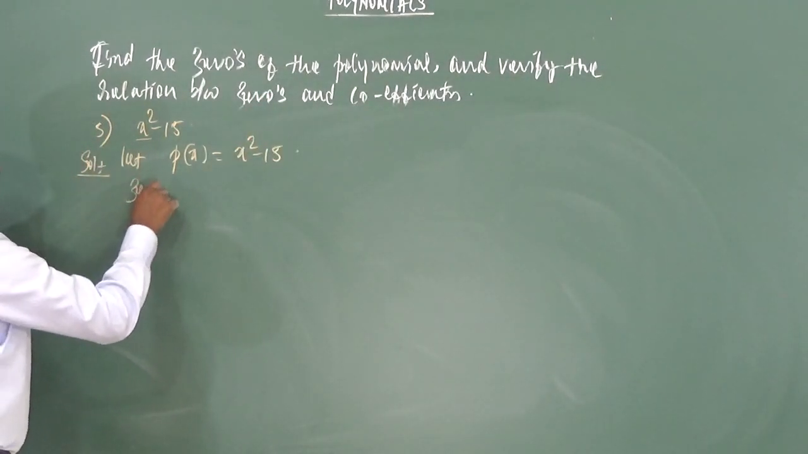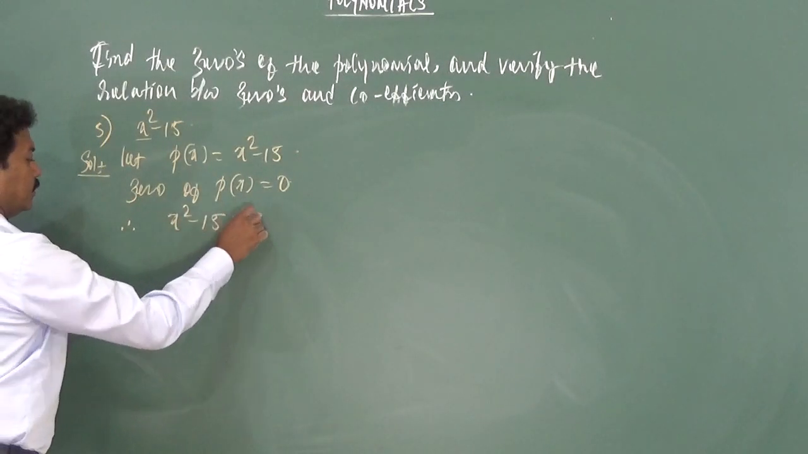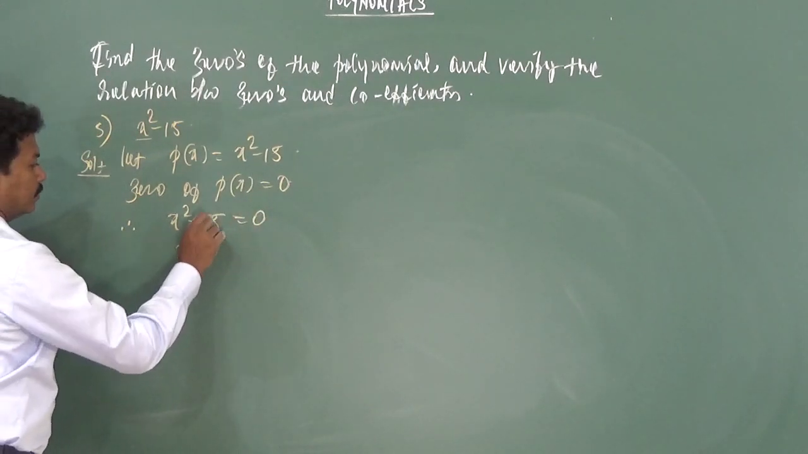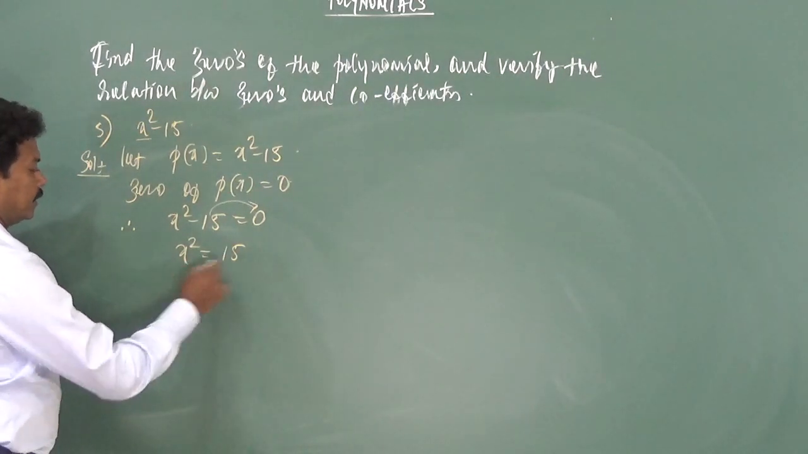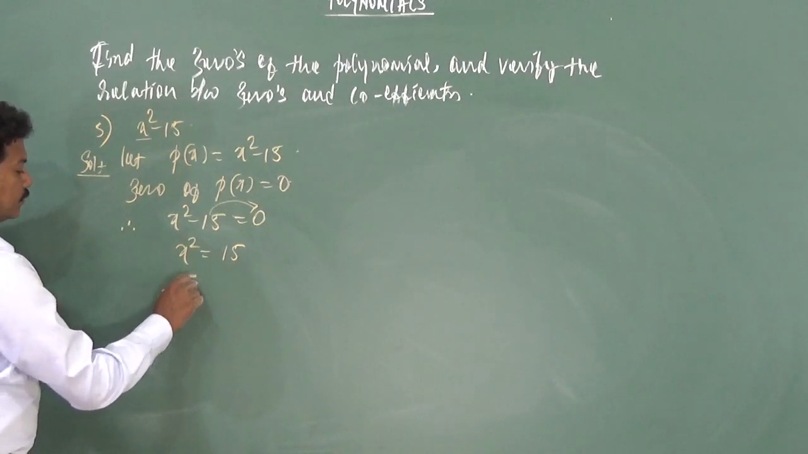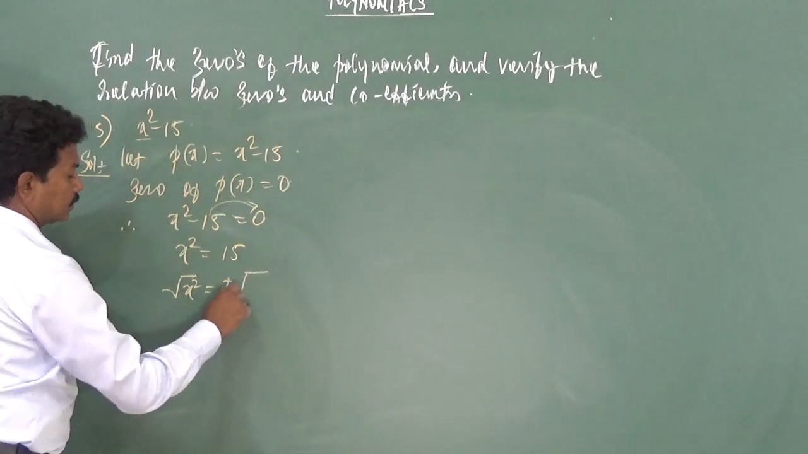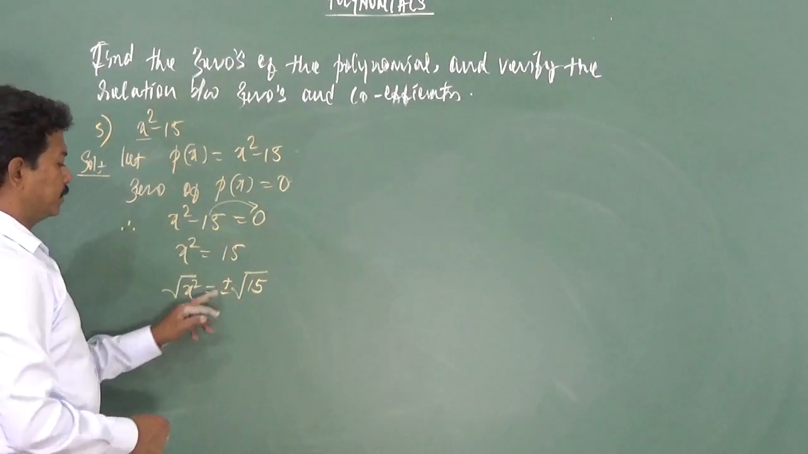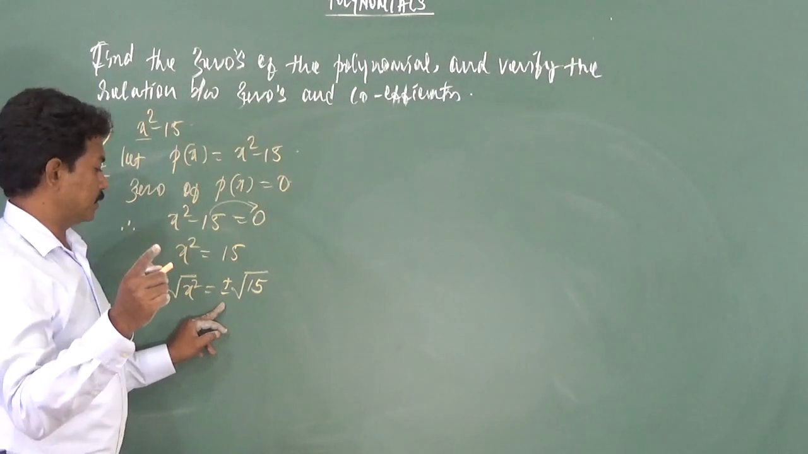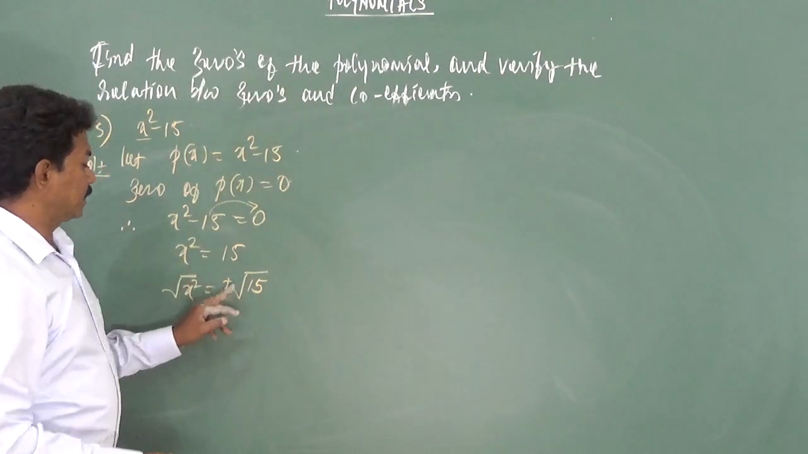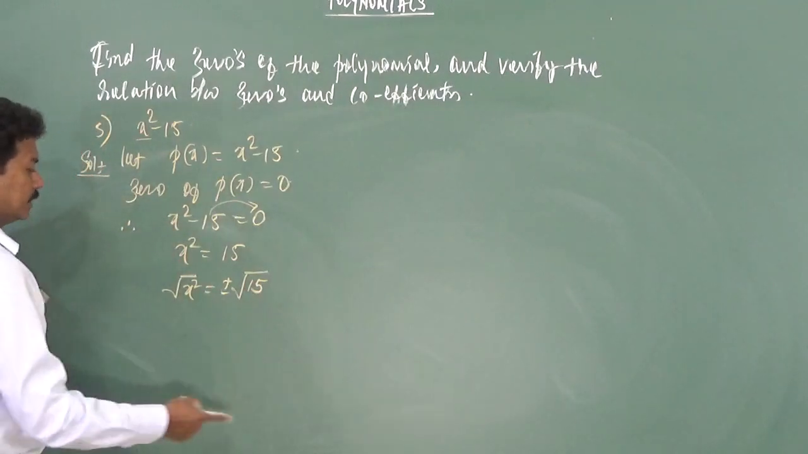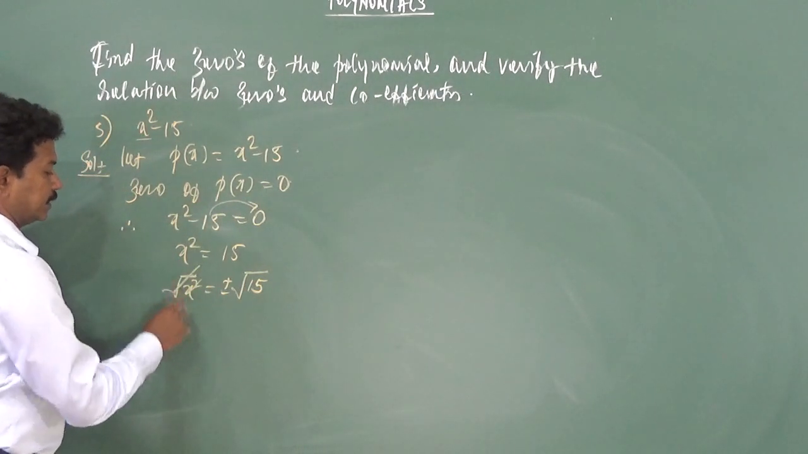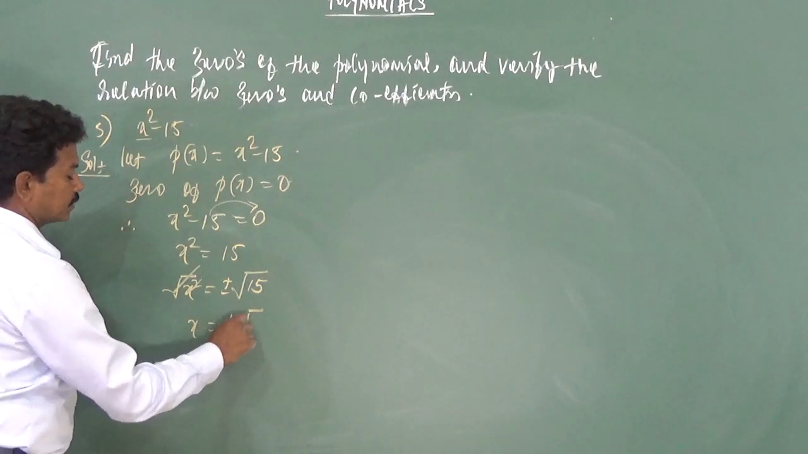So zero of p of x is 0. Therefore x square minus 15 is equal to 0. x square is equal to, minus 15 goes to the RHS, so it becomes plus 15. So we can take square root on both sides here to obtain x. Therefore square root of x square is equal to plus or minus square root of 15. Don't forget to take plus or minus, because root 15 has two values, plus root 15 as well as minus root 15. That is the x value, as this gets cancelled, so x becomes plus or minus root 15.